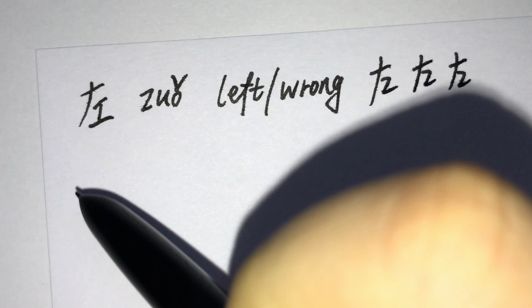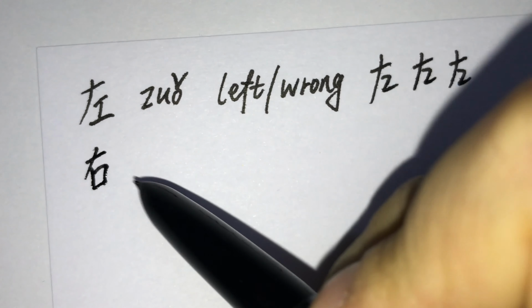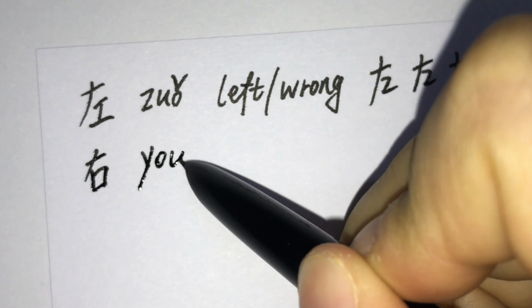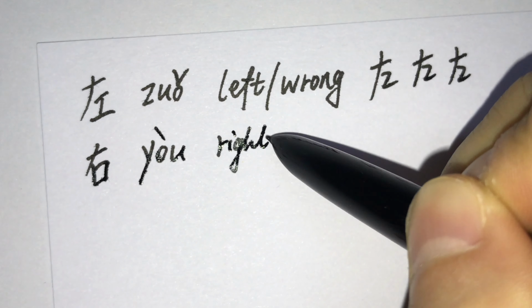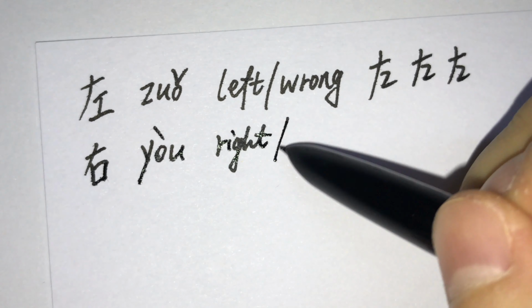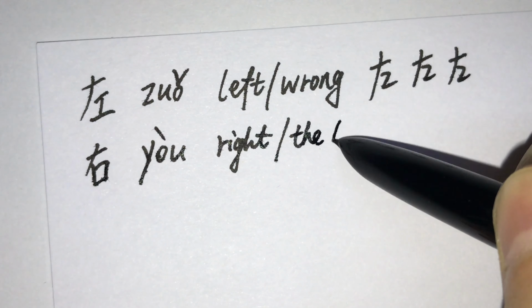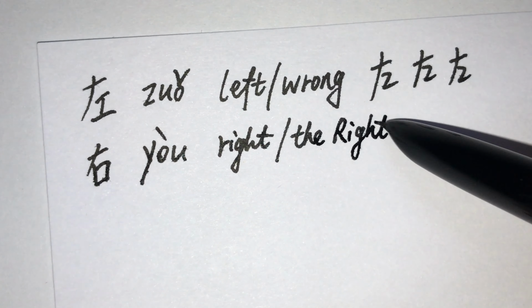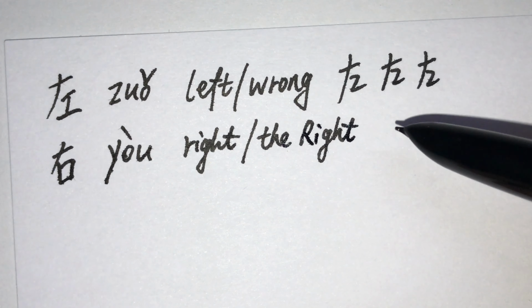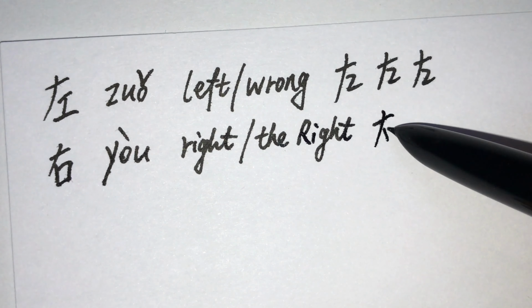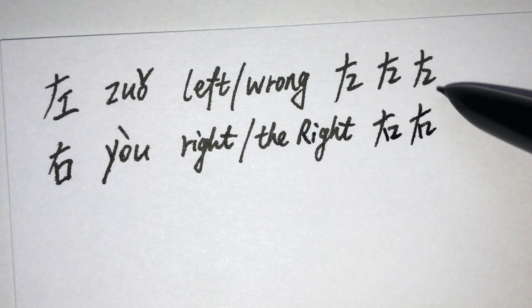And 右 in printing script. 右 means right hand, or the right in politics. You can write it in cursive like this. See the differences?